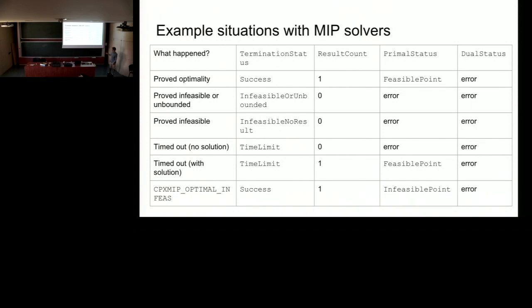And then my favorite: CPLEX says optimal, infeasible. We would say solver says success. CPLEX was happy to return the status, so I would call it a success. And then here, in the primal status, what you have is an infeasible point. This is exactly what the solver told us. It's success, and I have an infeasible point. That's how we would encode this.